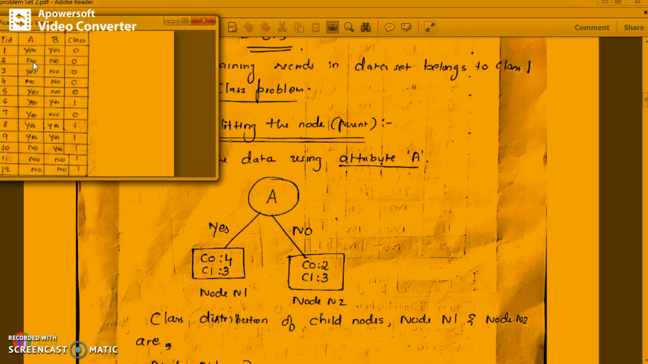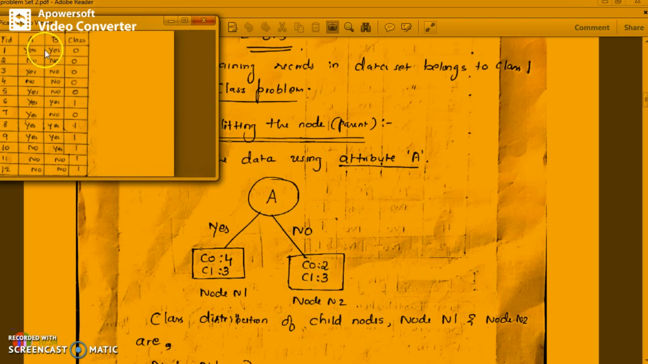So when A value equal to no, you count class 0. Yes, the count is 1. I'm seeing for only class 0 now. Yeah, no value, class 0. Yes, count is 1. Again here, next count is 2. Again, I have only 2 records where A value equal to no belonging to class 0. So I have written here 2 records, class 0.